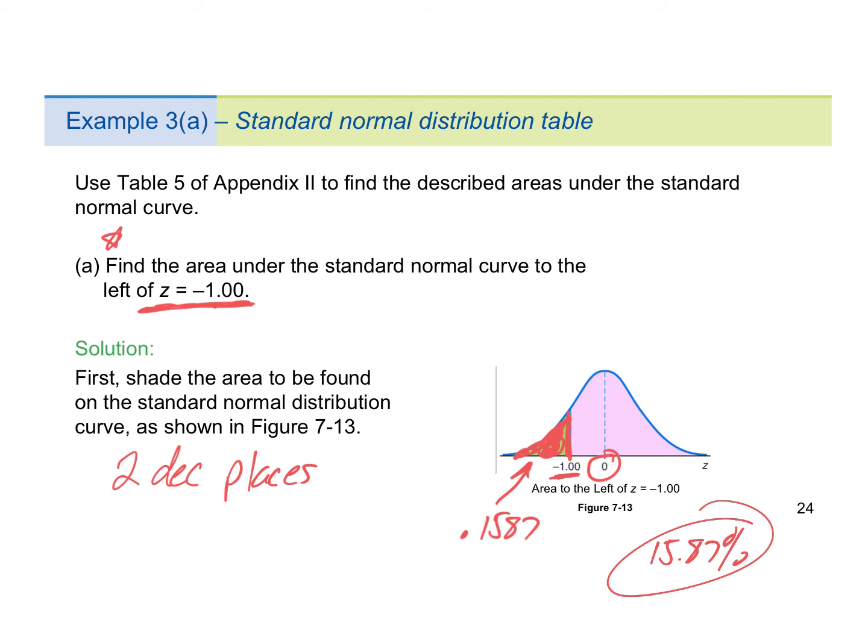Now remember, underneath the entire curve, there's 100% of the data. All right, so we're still using that concept. Because if we had to find what's to the right of it, which is our next example, oops.